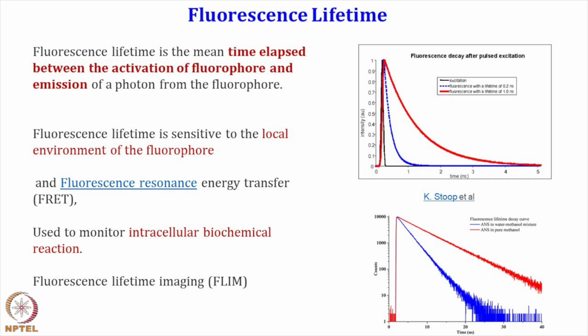ANS, I have explained to you, is a fluorescent dye. Here is its fluorescence lifetime decay in pure methanol and in a water-methanol mixture. ANS is a dye, you remember where it binds? It binds to protein, but a particular surface of a protein. ANS is a fluorescent dye that has specific binding to the exposed hydrophobic surface area of a protein. Therefore, it is used to find out if a protein is in the molten globule state or not. That is a simple concept that I want to impart.